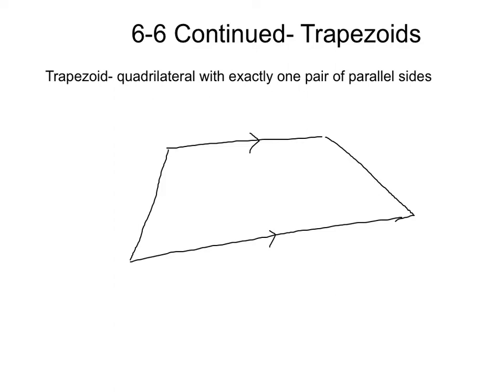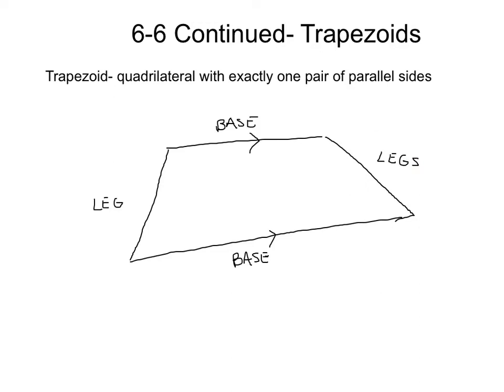The parallel sides, both of them, we call a base. And we call the non-parallel sides legs. And as you can probably tell just by looking at this, just because these two bases are parallel does not mean that they are congruent. They are not the same length. Trapezoid does not imply they are the same length. Same with the legs. The legs are not necessarily the same length.